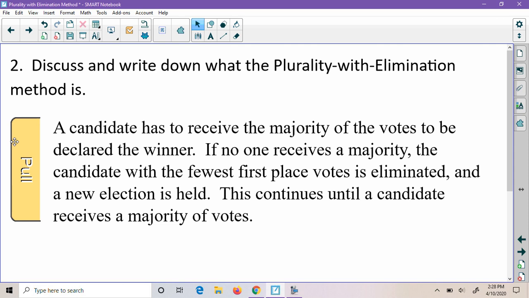So this method is all about eliminating the lowest place candidate. Take a minute, pause the video again, finish writing that down, and then we'll move on.